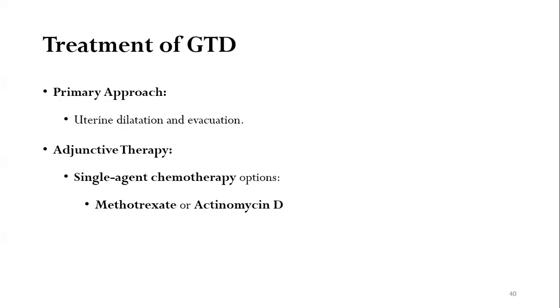Treatment of gestational trophoblastic disease: the primary approach is uterine dilatation and evacuation. We have to evacuate the entire tumor and whatever products of conception are left. And certain adjunctive treatments are also required, like chemotherapy options such as methotrexate or actinomycin D.